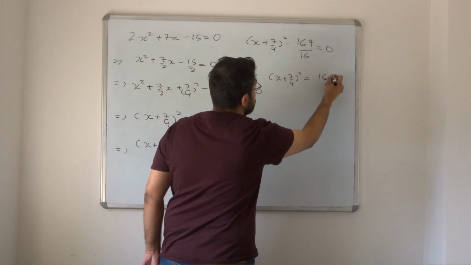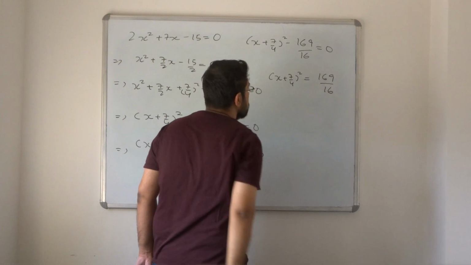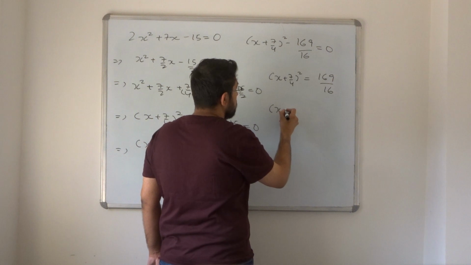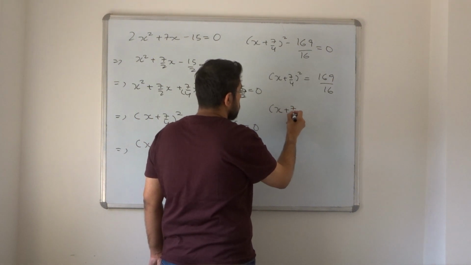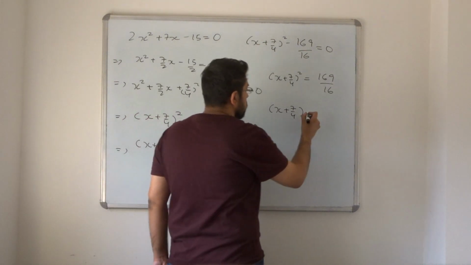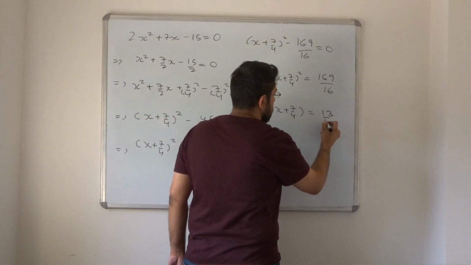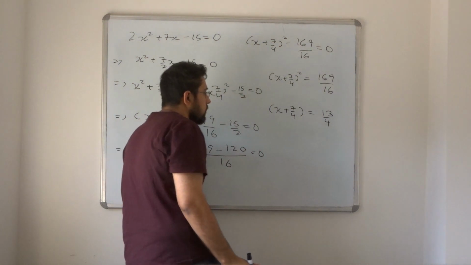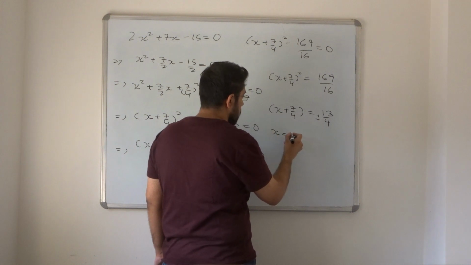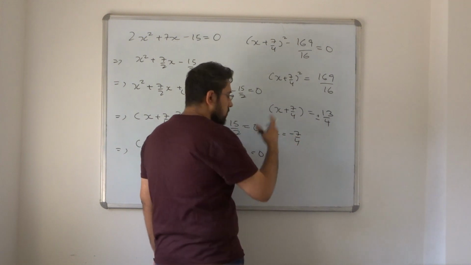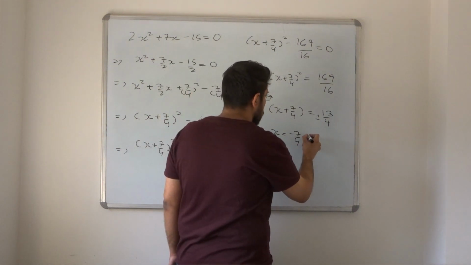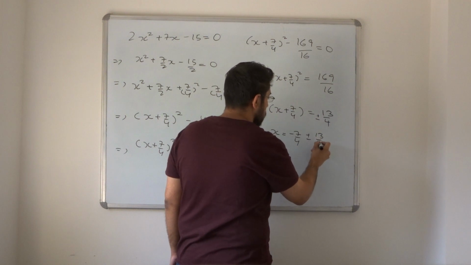Okay, so you have 169 upon 16. Okay, so now you have to cancel the square by taking the square root. So now you get 13 upon 4. Okay, so now you get plus minus. Okay, because it's positive on left hand side, when you take it on the other side it becomes negative. Okay, so now you have plus minus 13 over 4.